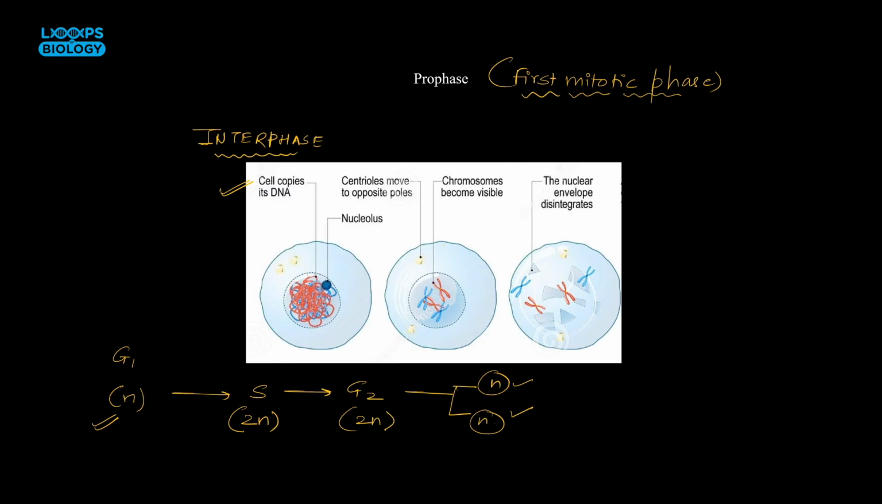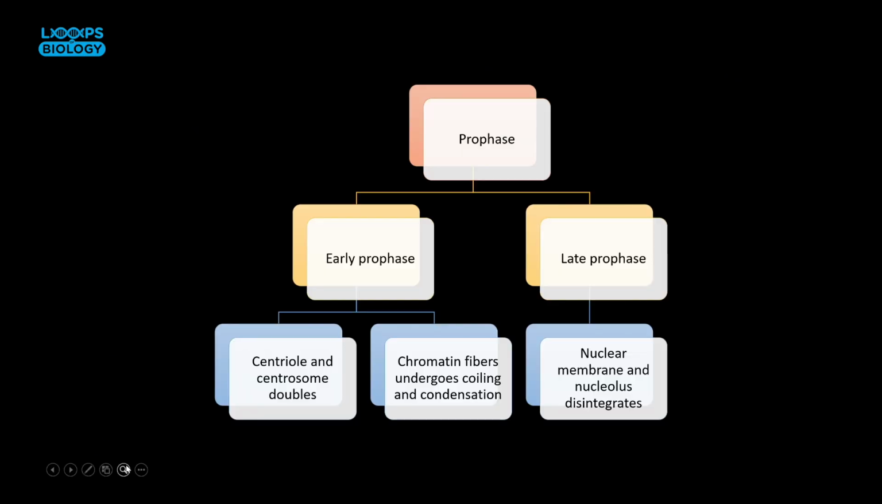Then in that particular phase, your prophase is divided into two different phases, that is early prophase and late prophase. If you are talking about early prophase, that means just in the beginning of prophase, the centriole and centrosome double. Now, what do you mean by centriole? You must follow my channel and go to the part on the cytoskeleton, where you will understand what is centriole and centrosome. Please check out that particular video on our channel.